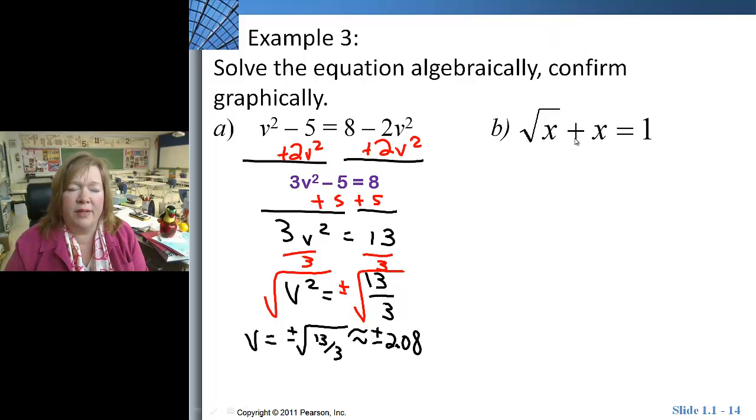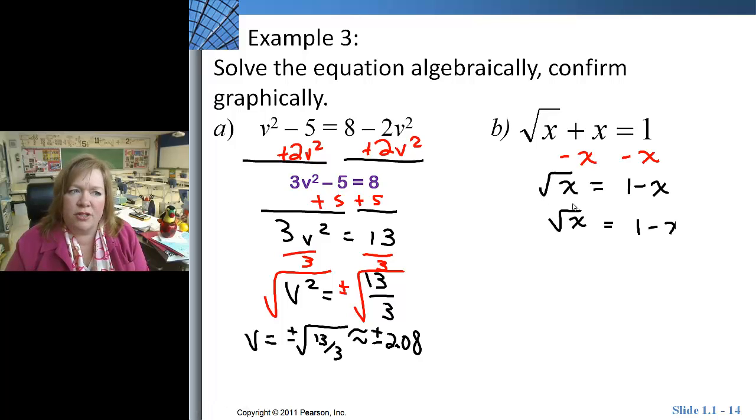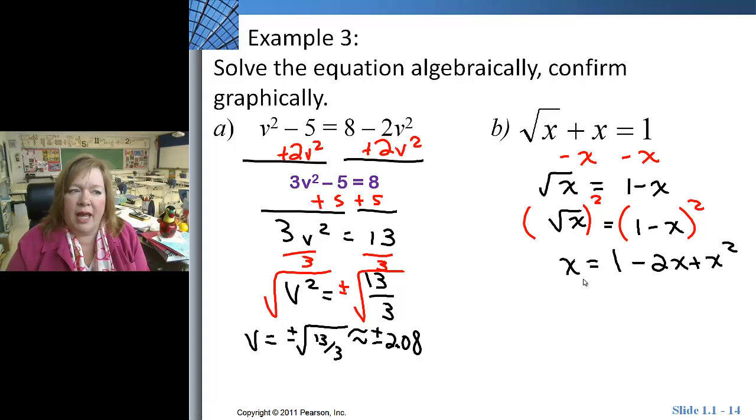Now on this one, this has got the square root on it. So in order to solve this algebraically, we're going to move the x to the other side to isolate that square root. Then to undo a square root, you square both sides. So I'm going to square both sides, and the squaring and the square rooting undo each other. And I've got 1 minus x quantity squared. Remember to FOIL this out and don't forget the middle child. So we're going to have x equals 1 minus 2x plus x squared.